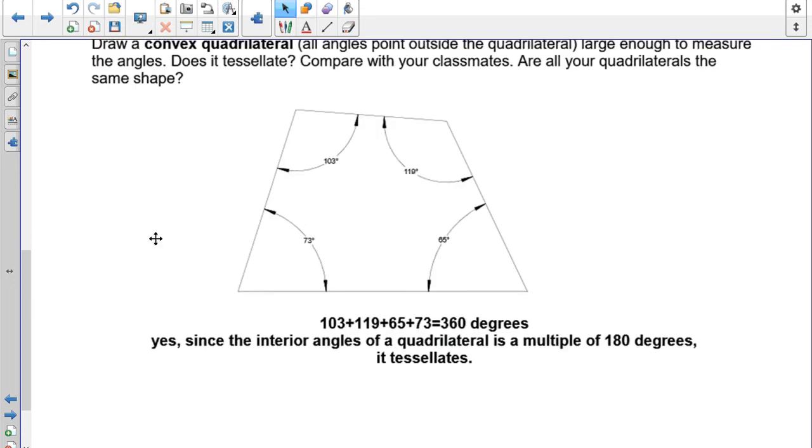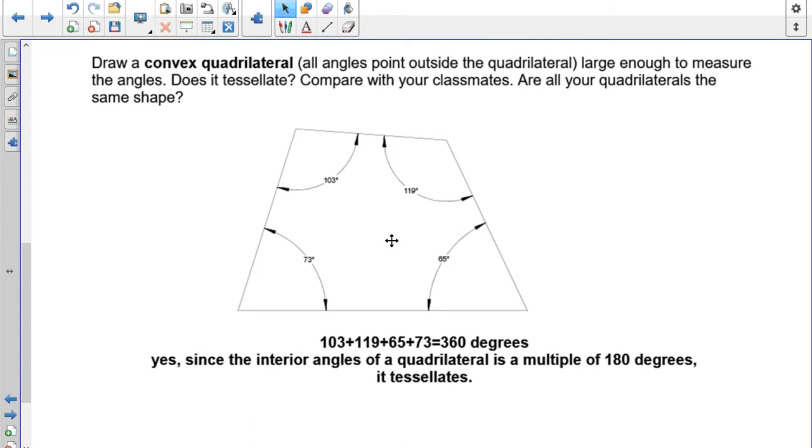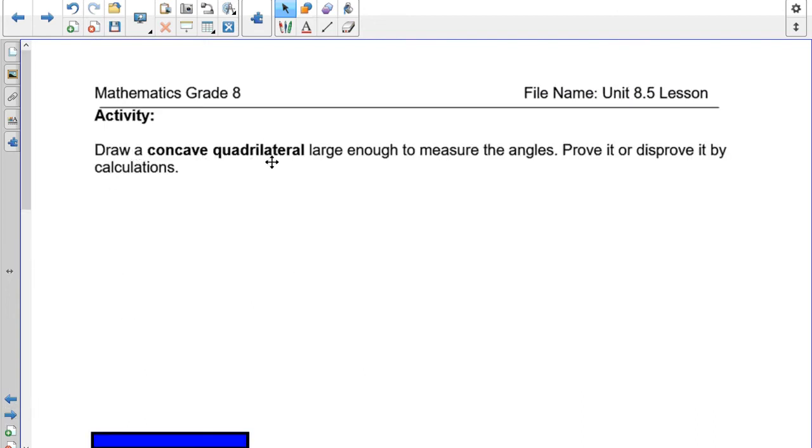Now you notice we can do that without actually having to draw it. Right? You just have to be able to measure the angles. Going to the next one. Okay. Now I want you to do a concave quadrilateral. All right. I want you to draw it big enough, and I want you to measure the angles. So pause the recording and do that, and see if you get 360 on your quadrilateral, which is concave. So pause it and do that right now.